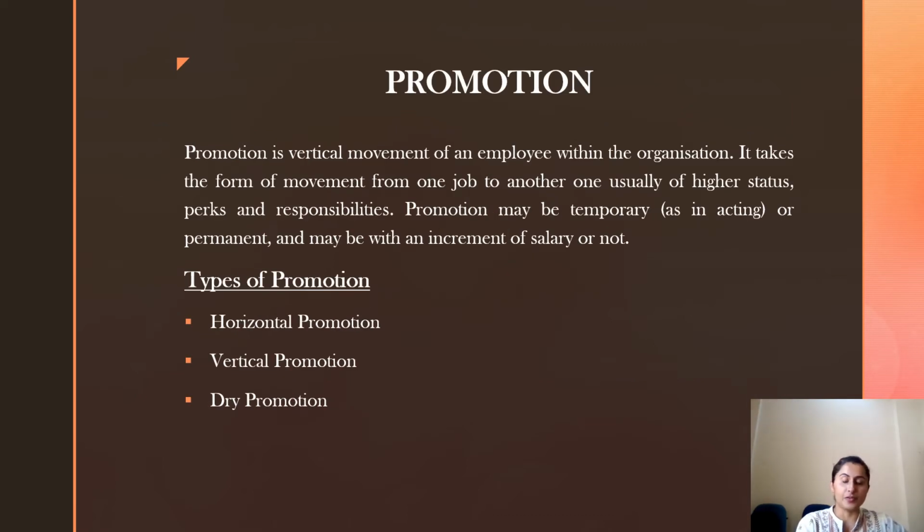Now, what is promotion? Promotion is simply a vertical movement of an employee within the organization.